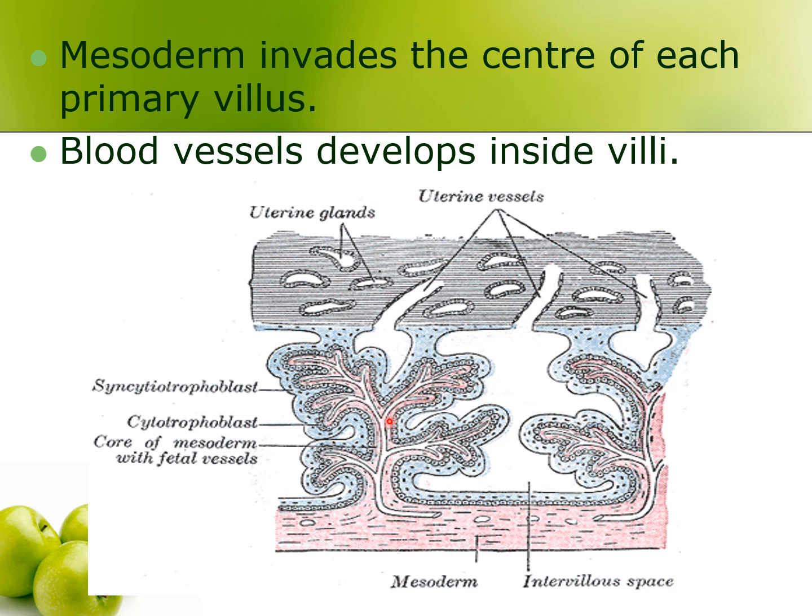Fetal blood is inside these fetal blood vessels. So the layers are: first, the outer syncytial trophoblast is there; inside that the cytotrophoblast is there; second, next the mesoderm layer is there; third, and fourth, the blood vessels have a covering membrane, that is the fourth layer. These four layers are separating the maternal blood from the fetal blood, and this is the placental barrier.